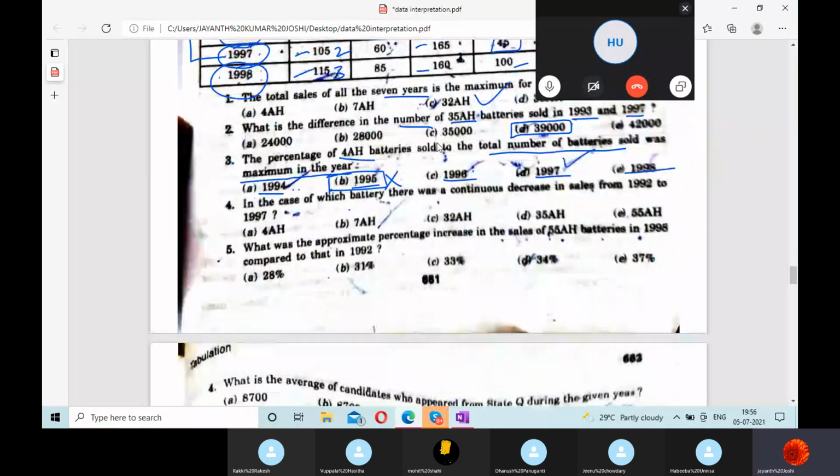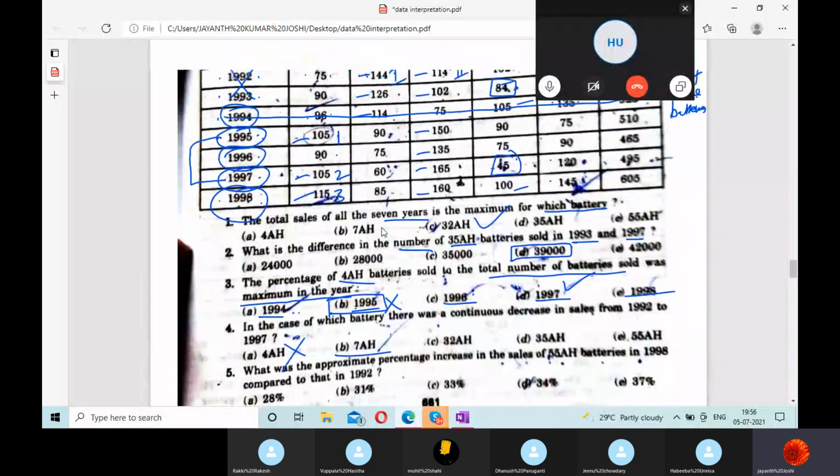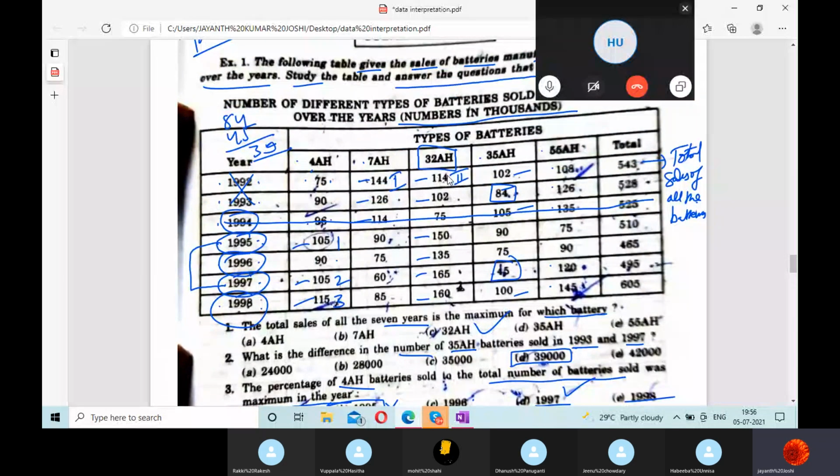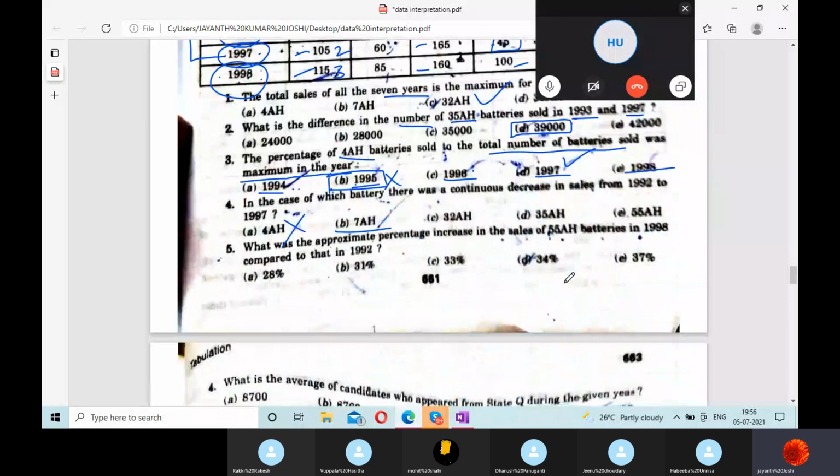Let us see what options they gave. 4AH is not there. They gave 7AH. So 7AH I am considering. Let me check 32AH. It just decreased, then again constantly increased. This one is only decreasing. Okay. Then 35AH. It decreased, then increased, then decreased, then increased. There are 2 to 3 trends happening here. This one is constantly increasing, then decreases, then increasing. So only 7AH is the one which is constantly decreasing. So I'll write 7AH.